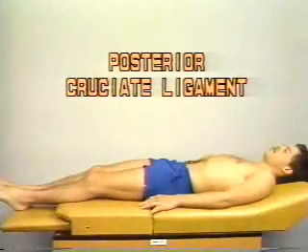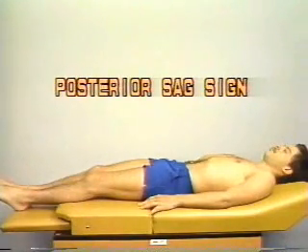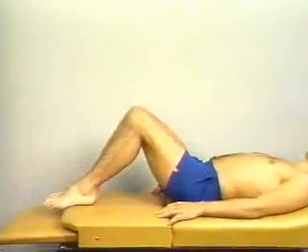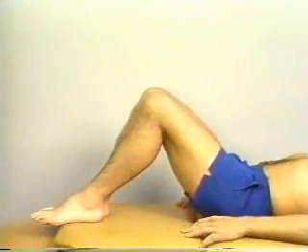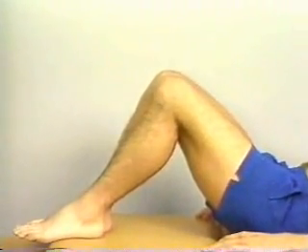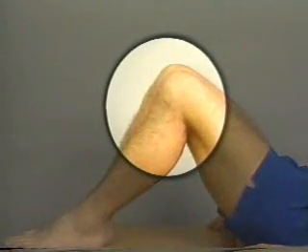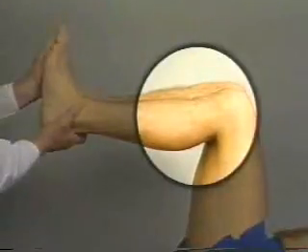Posterior cruciate ligament. Posterior sag sign. With the patient lying supine and the knees flexed to 90 degrees, observe from the side. If the posterior cruciate is torn, the tibia on the affected side will sag posteriorly, and the tibial tubercle will be less prominent. This posterior sag may also be noted with the patient lying supine and both hips and knees flexed passively to 90 degrees.